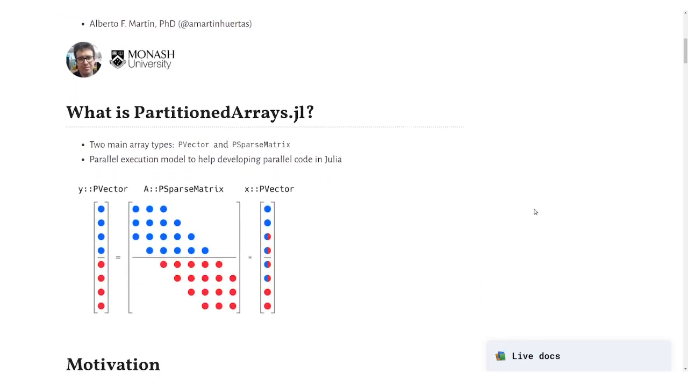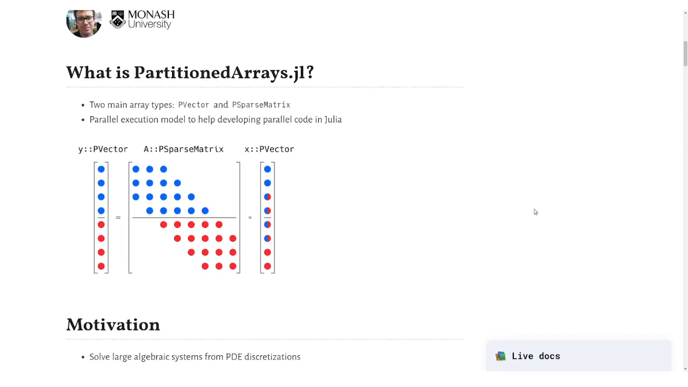So what is partitioned arrays? In short, this library provides two main types, p-vector and p-sparse matrix, which are vectors and matrices that can be used on distributed memory machines. You can see in the picture that we adopt data distribution based on row splitting, so each processor will store only a subset of the rows of those matrices and vectors. And apart from that, the library also provides its own parallel execution model to help developing parallel code in Julia, as we are going to see in a second.